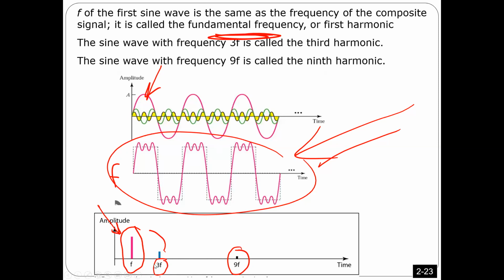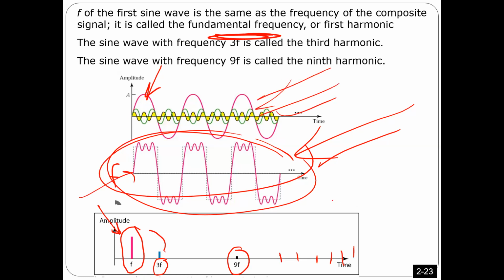For example, this one, 3f, I'm going to call the third harmonic because it's 3f. This one, 9f, is the ninth harmonic. Is that okay? As I told you, if I add more harmonics, this one will get closer to exactly a square wave. If I add more frequencies, at infinity it's going to be exactly the same thing, a square wave exactly.